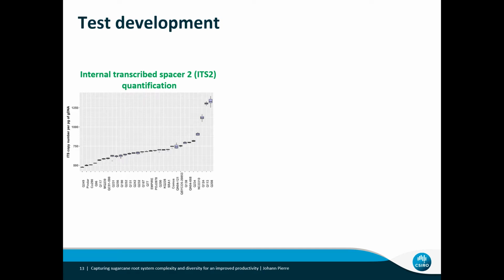As you can see on this graph, for sugarcane, the ITS copy number did not vary that much between cultivars, except for the 3 on the far right of the graph. And from this experiment, we've been able to calculate a scaling factor for each variety.